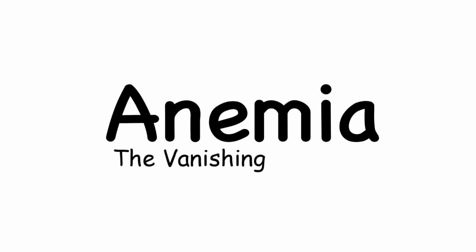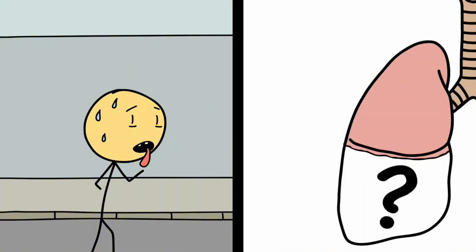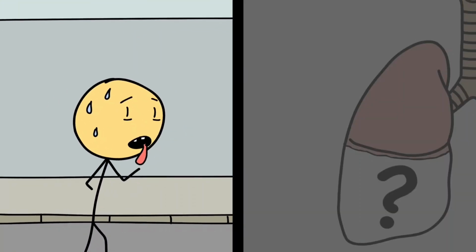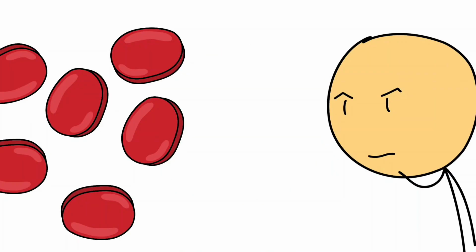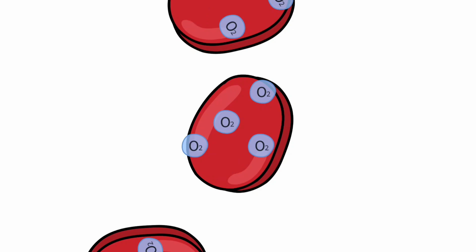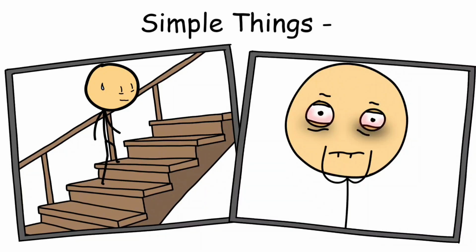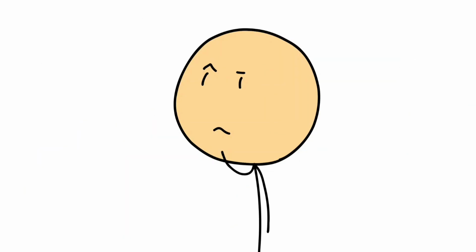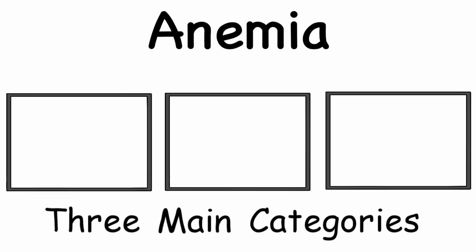Anemia, the vanishing oxygen. Imagine trying to run a marathon with half your lungs missing. That's what anemia feels like, except it's your blood that's out of breath. Anemia happens when you don't have enough red blood cells, or when the ones you do have don't carry enough oxygen. Your cells start begging for air, and suddenly simple things, climbing stairs, staying awake, even thinking clearly, feel like hard work.